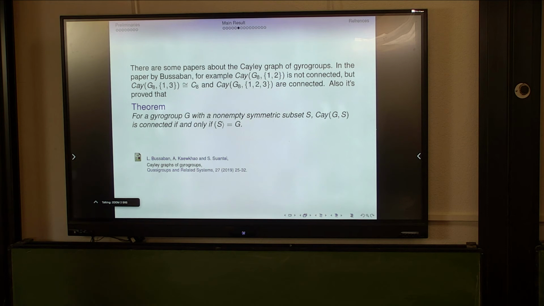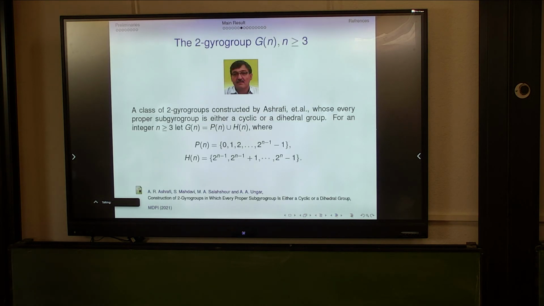There is some research about Cayley graphs of gyrogroups, for example, by Busaban. The Cayley graph of G8 is considered with some subsets S, and he believed that for a gyrogroup G with a non-empty symmetric subset S, the Cayley graph of G and S is connected if and only if G is left generated by S.